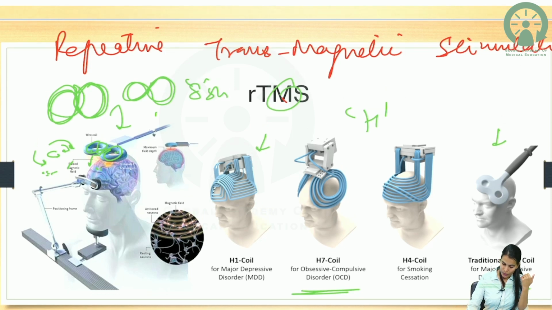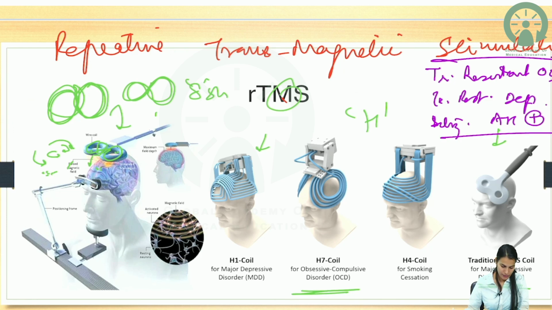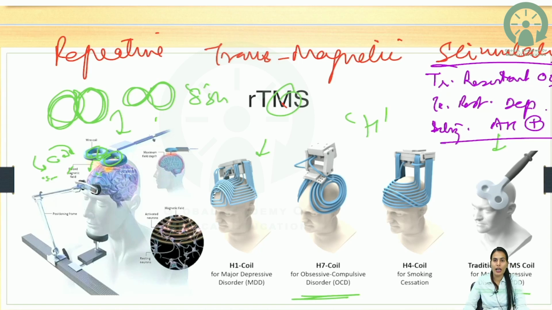So in what conditions is rTMS approved? rTMS is approved in treatment resistant OCD, treatment resistant depression, and even cases of schizophrenia where auditory hallucinations are markedly present despite giving treatment. So this is rTMS.